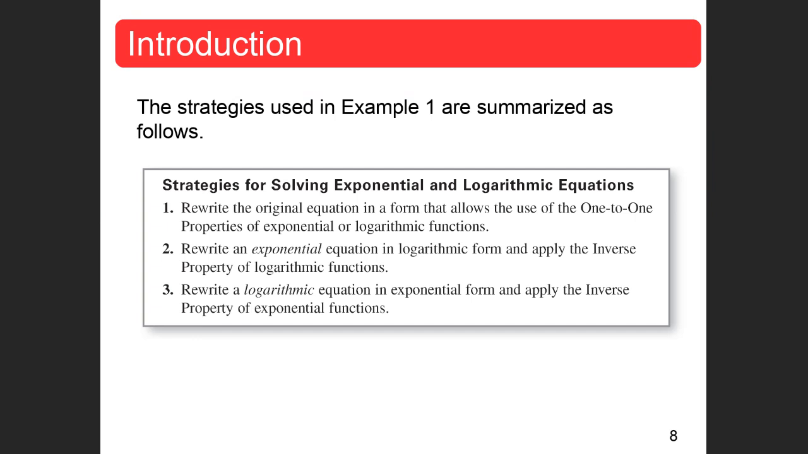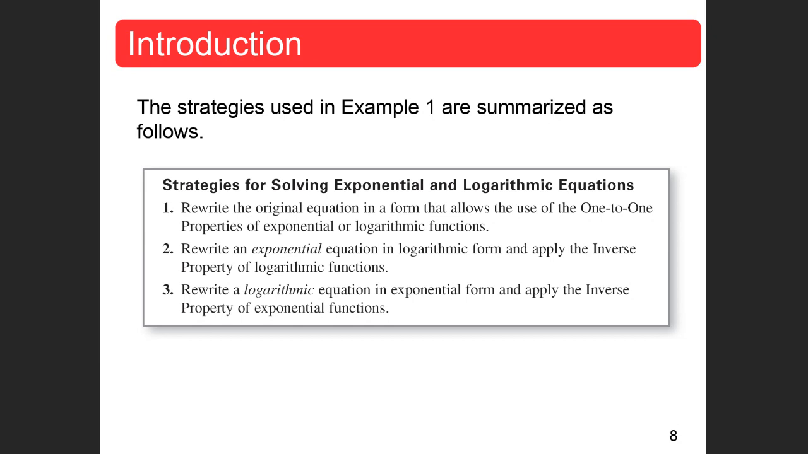So strategies: rewrite the original equation in a form that allows you to use the one-to-one property if you can. Most times you cannot. Rewrite the exponential equation as a logarithm, or if it's a logarithm, rewrite it as an exponent. Those are the ways that I solve exponential and logarithmic equations. First of all, I see if I can rewrite them with common bases. If I can't, then if it's an exponential function, I rewrite it as a logarithm and try to solve. If it's a logarithmic equation, I solve it, or I rewrite it as an exponential equation.